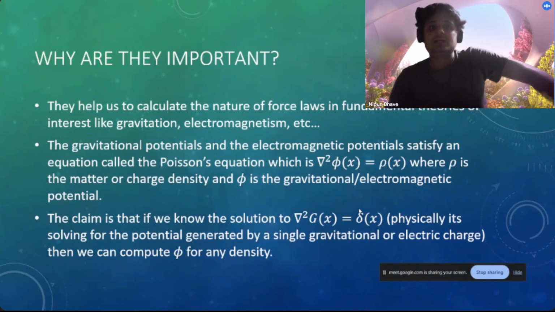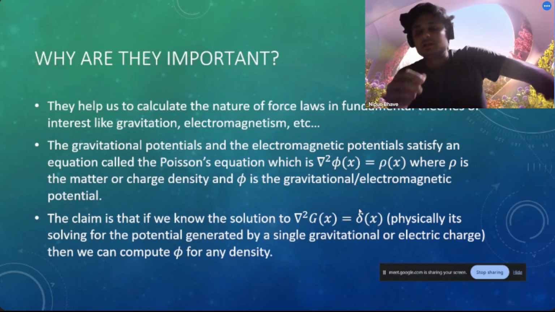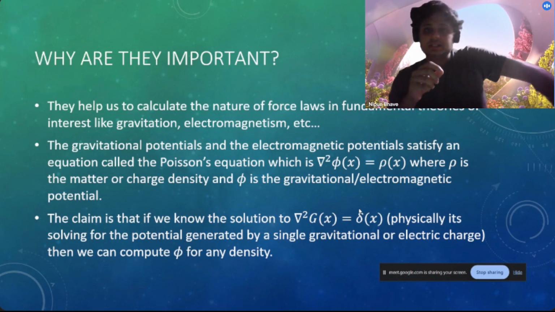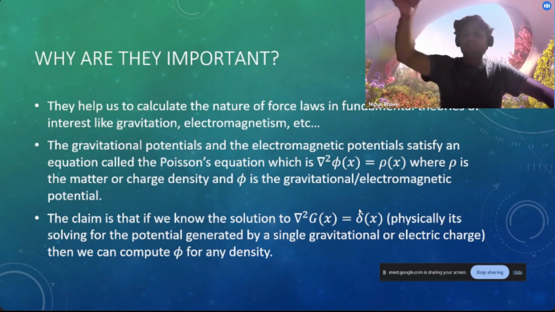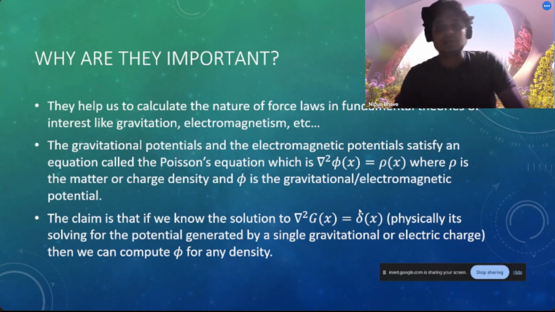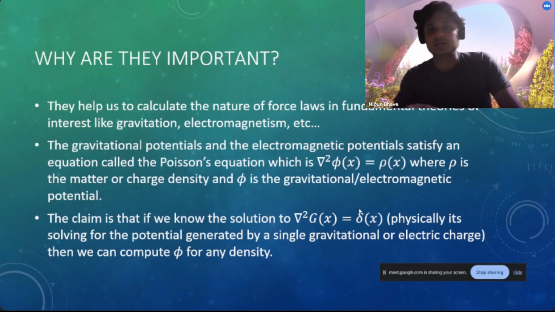So they actually help us to calculate the nature of force laws in fundamental theories of interest like gravitation, electromagnetism, etc. For example, you know that if you place a charge at the origin, then the potential at distance x away from the charge is q by 4 pi epsilon naught x. How do you know that it is q over 4 pi epsilon naught x and not q over 4 pi epsilon naught x cube or x^n or sine of x, cos of x? Why is it not that?